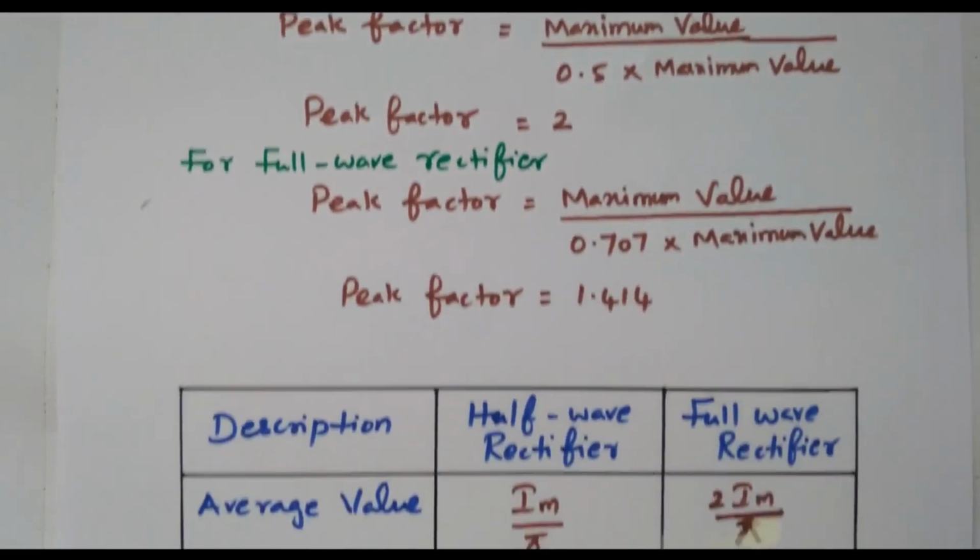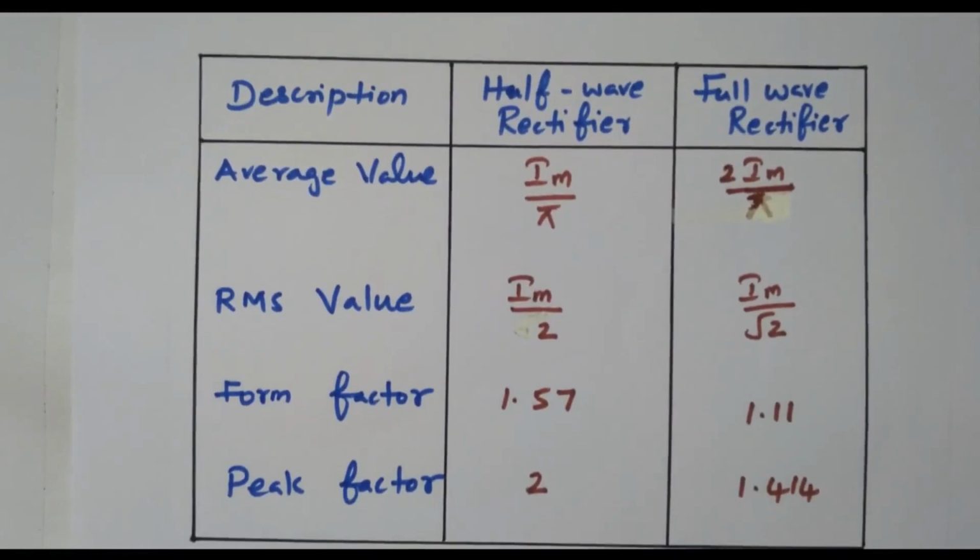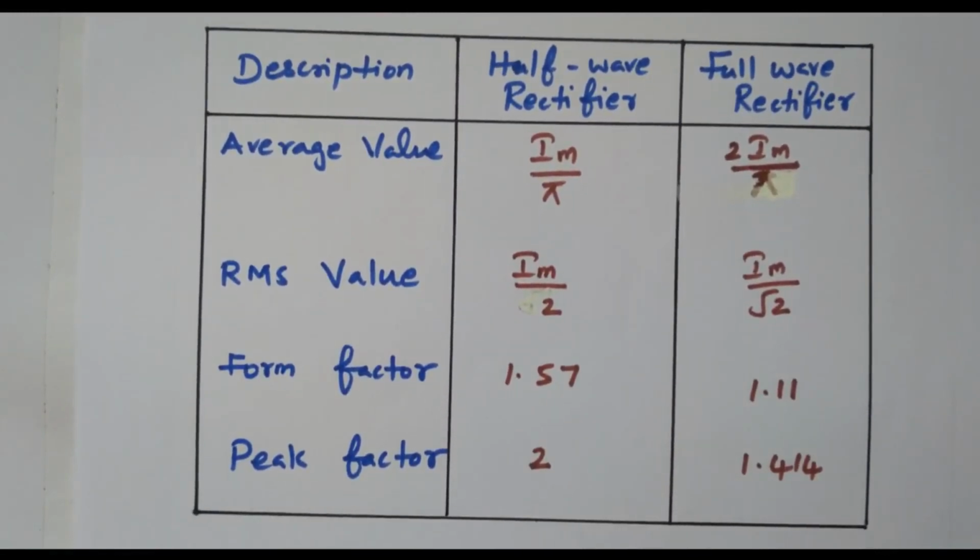Now we will go for the comparison. Comparison table is available. So this is a half wave rectifier, this is a full wave rectifier. What is the average value of half wave rectifier? Im by pi. Full wave rectifier 2 Im by pi. For RMS value, half wave rectifier is Im by 2, full wave rectifier Im by root 2. The form factor of half wave rectifier is 1.57. For full wave rectifier 1.11. The peak factor for half wave rectifier is 2, full wave rectifier is 1.414.